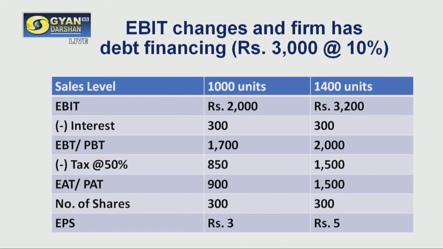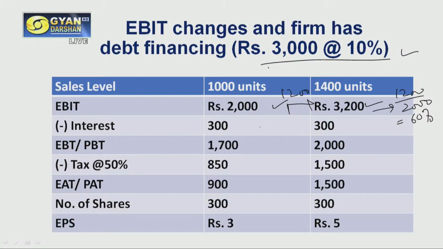Now let us see what will be the situation when there is a fixed charge. Taking absolutely the same example, again our EBIT is 2000 in case of 1000 units, and for our expected sales, which is 1400 units, our EBIT is 3200. Now we are using rupees 3000 of debt, which is raised at the rate of 10%. So the change in EBIT is 1200. What is the percentage change? 1200 divided by 2000, that is 60%. Now we are deducting interest, which is 10% of 3000, which is 300 rupees.